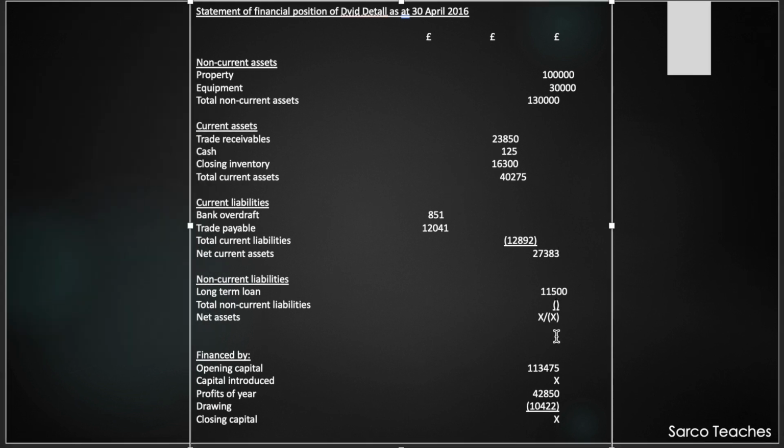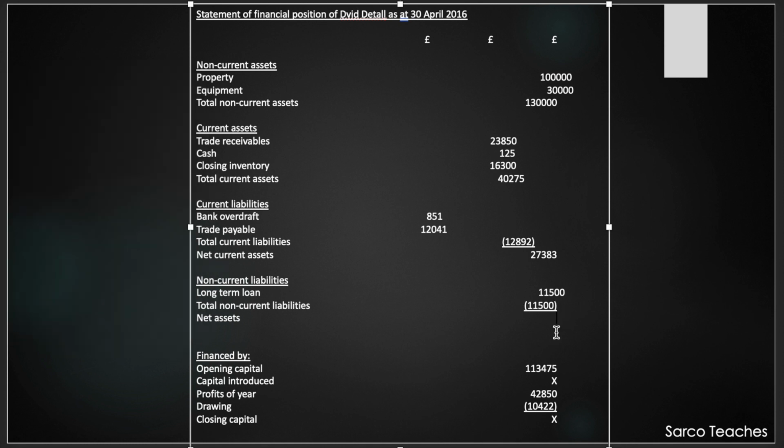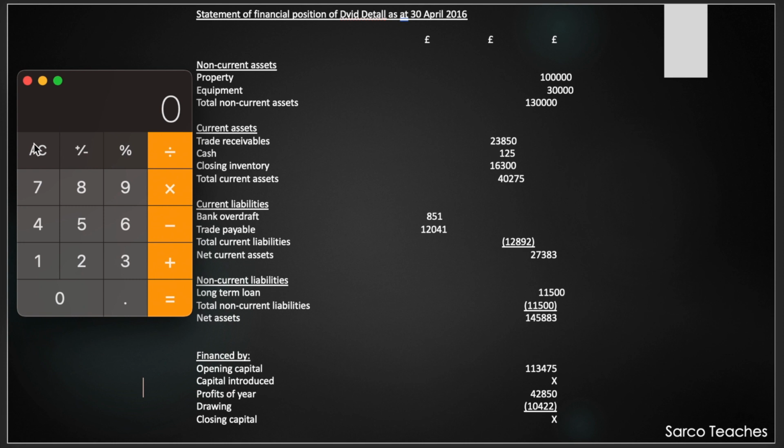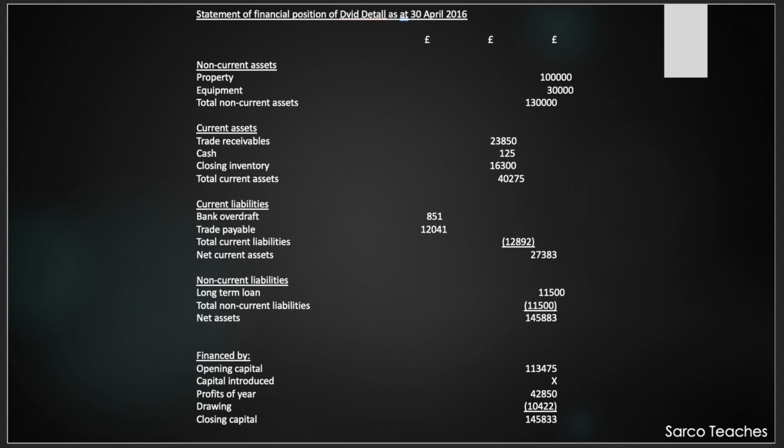Then we have total non-current liabilities. We only have one non-current liability, so we just put 11,500. Net assets is total non-current assets plus total current assets minus total current liabilities minus total non-current liabilities. I know it's a long calculation, but it is what it is. Now we are finally at our last step, where we calculate closing capital. This is opening capital plus profit of the year minus drawings. You know when you've done it right when closing capital is equal to net assets.